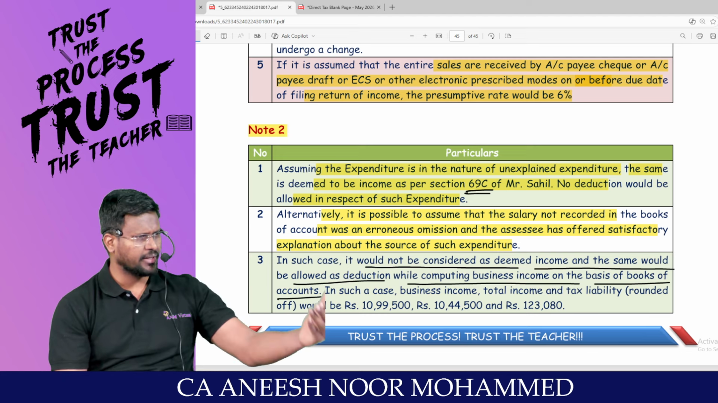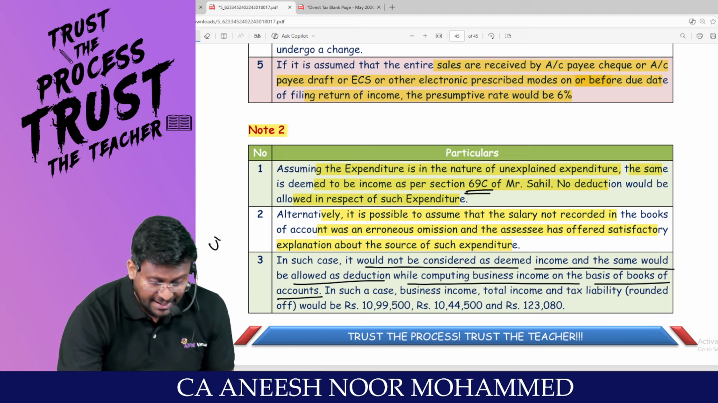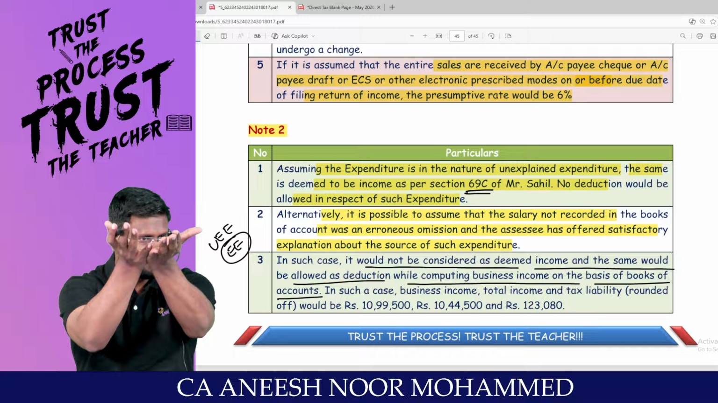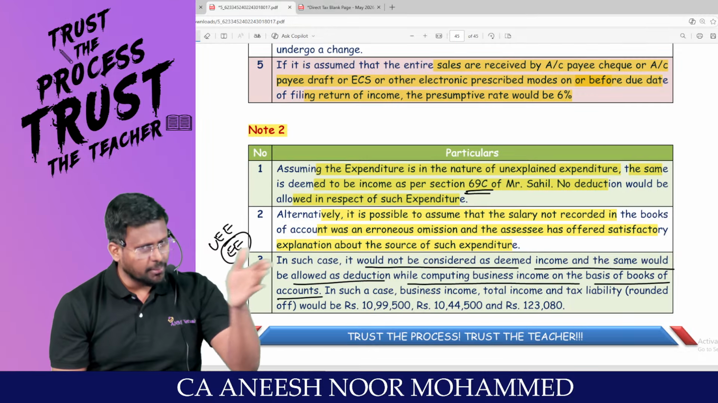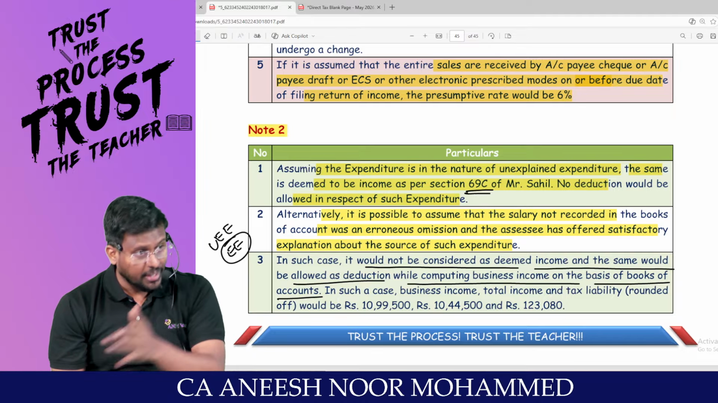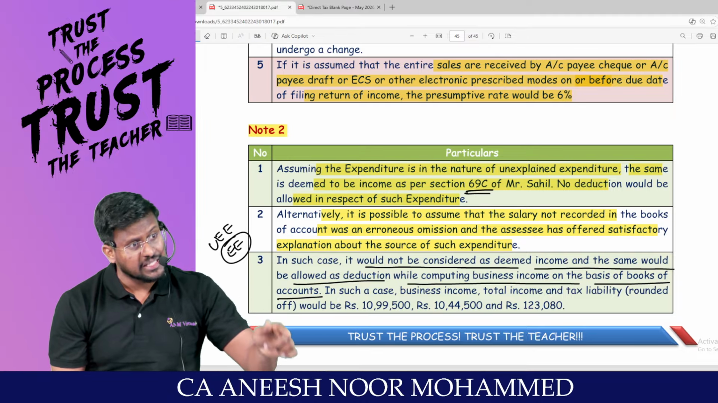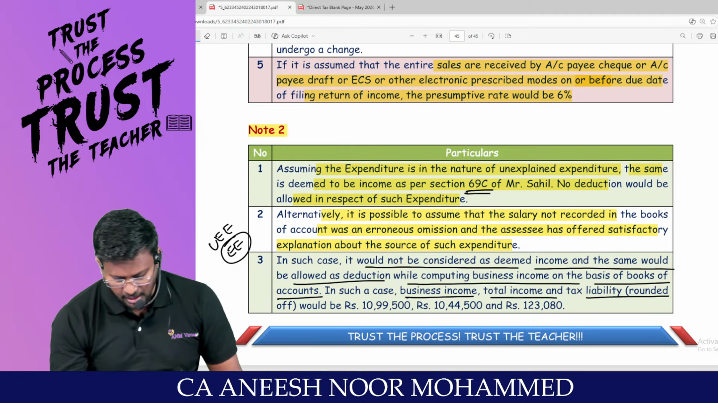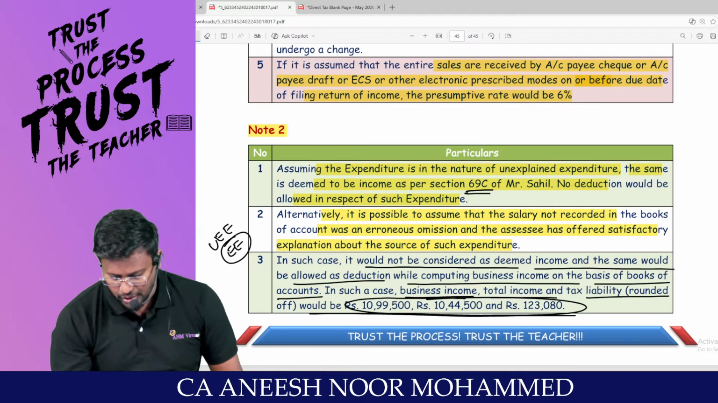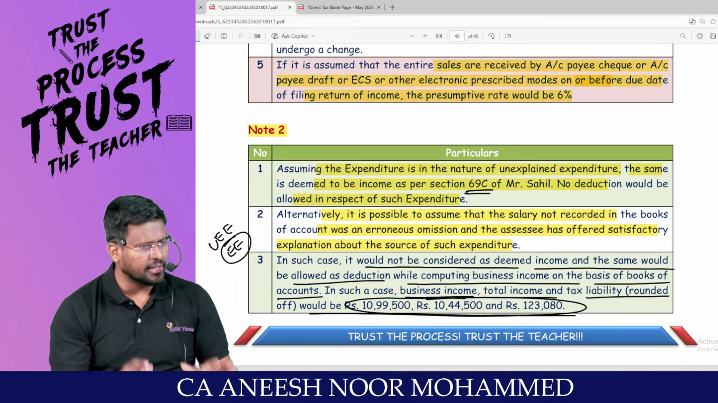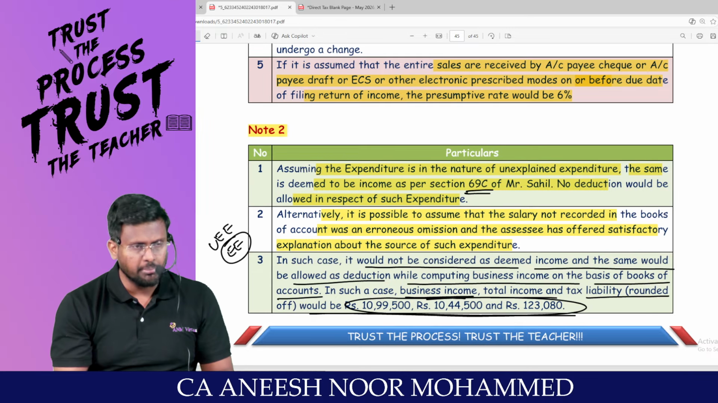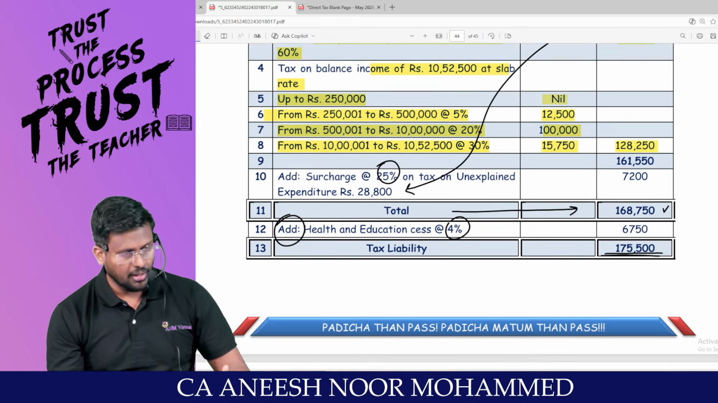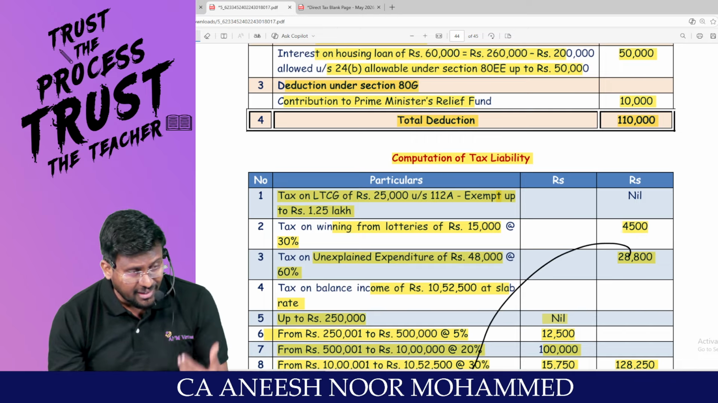If you are feeling that the amount is not an unexplained expenditure, it is an explained expenditure, it means I will not add back, I will reduce it, because that amount should have been debited to the P&L account. They missed to debit the P&L account. Because of that, net profit is higher. Are you getting the logic? In such a case, business income, total income, and tax liability would be reworked, and they have shown it like this, because automatically the gross total income will come down, total income will come down, tax liability will come down, everything will come down. Why in the answer have we shown it as an unexplained expenditure?